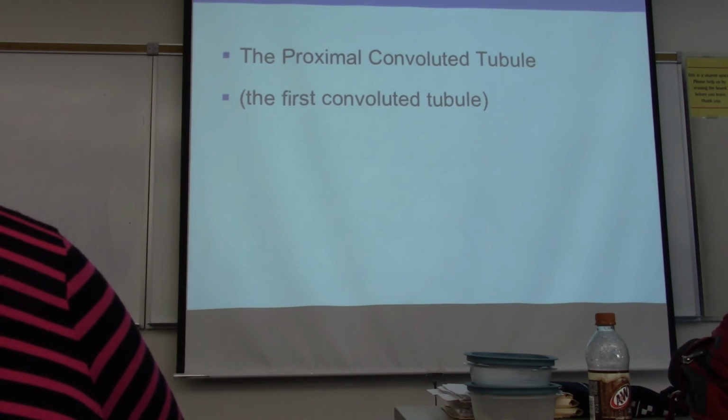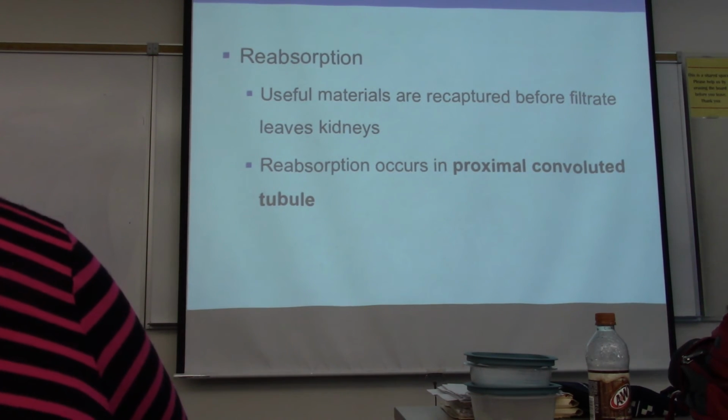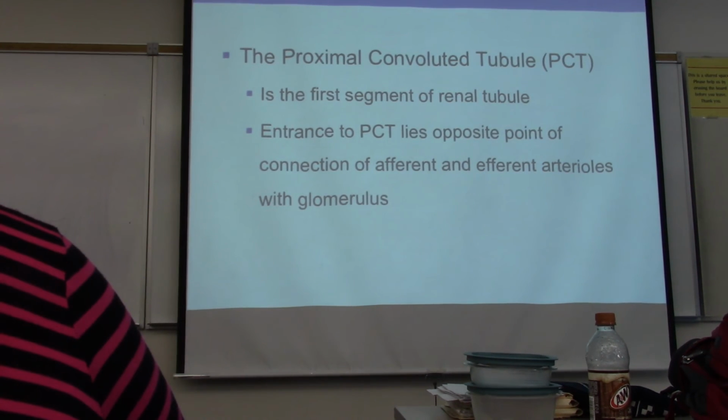Proximal convoluted tubule is the next thing we enter. It's the first convoluted tubule as opposed to the distal convoluted tubule. And that's where most of our reabsorption occurs. So once we get out of the capsule itself, we start reabsorbing stuff. This is where we reabsorb a ton of water. I just know that we reabsorb lots of water and salt as we start down the loop of Henle.